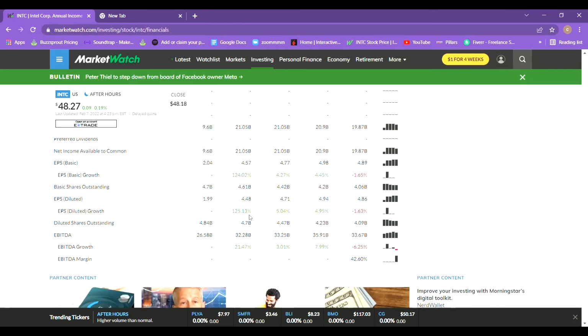Now, the last thing to look at on the income statement is the shares outstanding. So this is something you want to see decrease. The more it goes up, the less your shares are worth. And as you can see, it's looking great. They've brought it down to 4.06 billion from 4.7 billion.